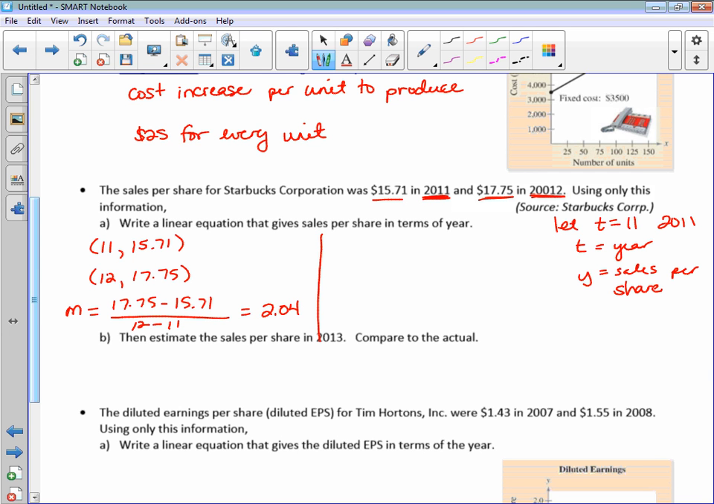Now we need to actually write the equation. We went over point slope before. Remember that's y minus y1 equals m times x minus x1. So which point do you want to use? 11. Okay. It does not matter in the least. You can pick either point. So you're going to do y minus 15.71 equals your slope of 2.04 times x minus 11. Oh, and what should I be using instead of x? What variable did I say I was going to use? T. Okay, make that a t.